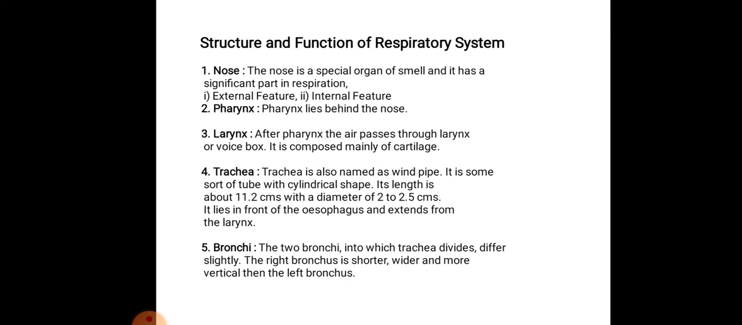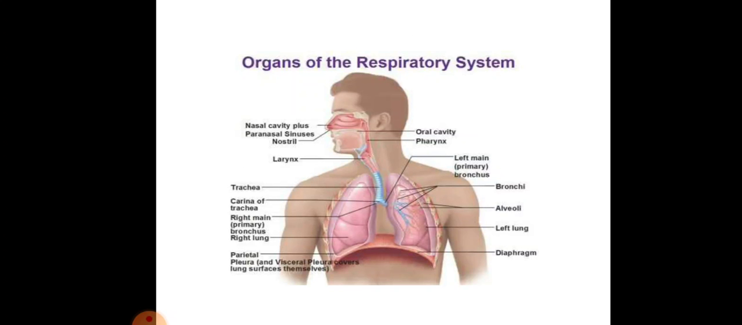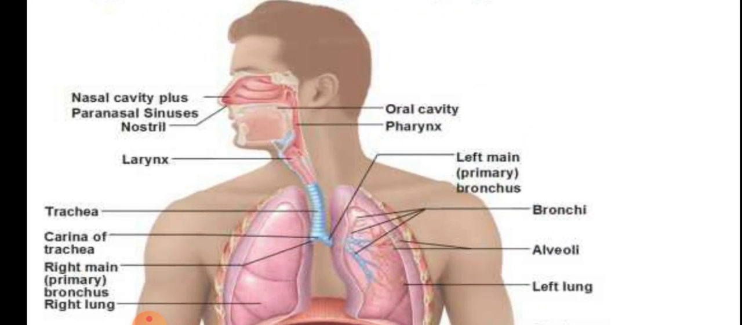Okay, next one is the trachea. The trachea is also named the windpipe. It is a tube of cylindrical shape. Its length is about 11.2 centimeters with a diameter of 2 to 2.4 centimeters. It lies in front of the esophagus and extends from the larynx. So this is the trachea. Have you seen the trachea? This one is the trachea.